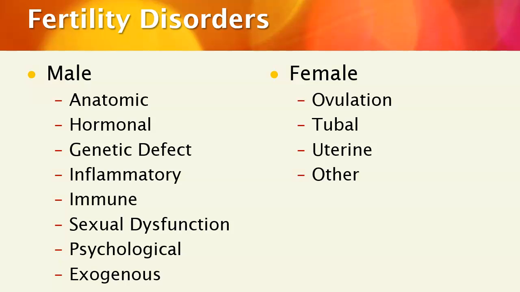We also want to check their fallopian tubes, make sure that there are no issues with the fallopian tubes, like any scar tissue. We'll check their uterine tissue to make sure we aren't dealing with endometriosis. And then we'll check other sources like their hormone levels, for example.